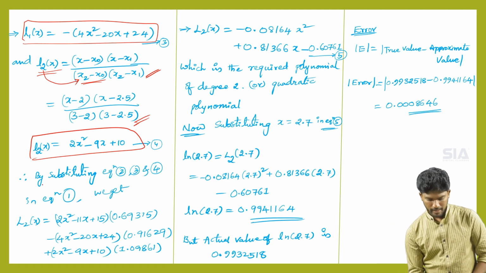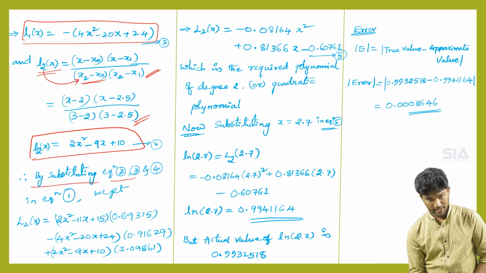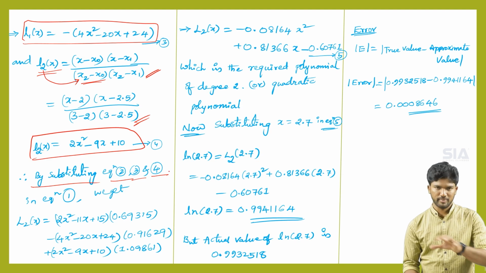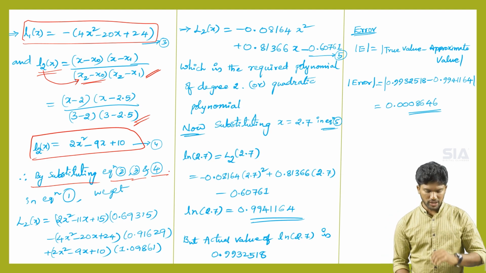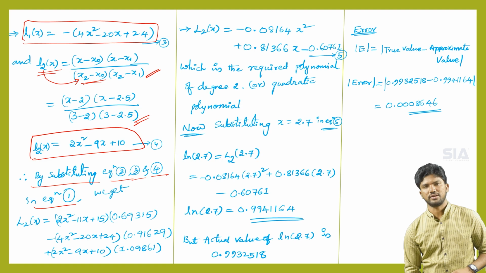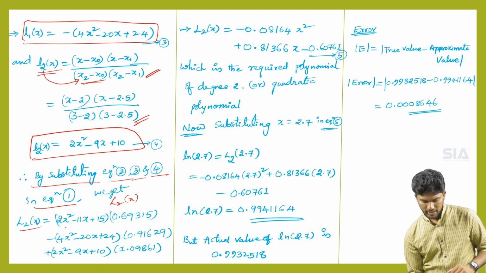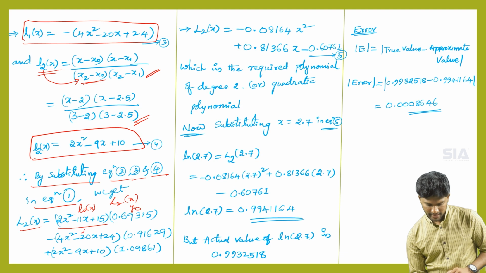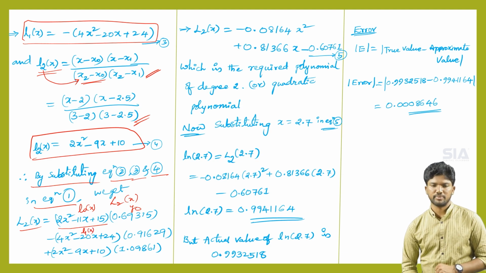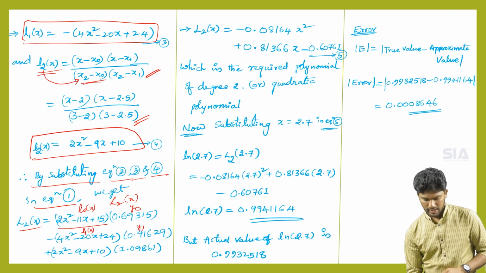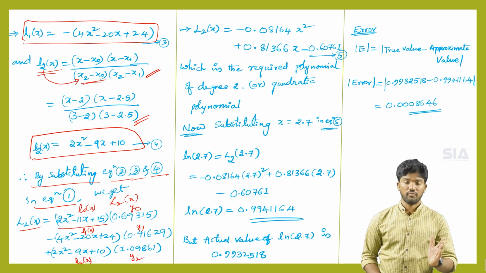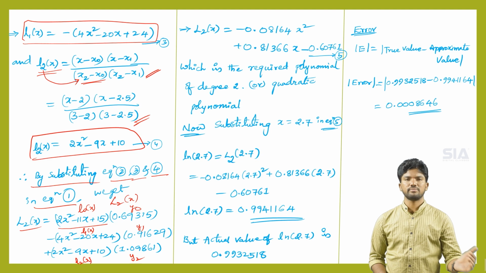So now substituting equation 2, equation 3, equation 4, we got all quadratic equations. So substitute all those quadratic equations in equation number 1, that is in L2 of x. Then L2 of x is equal to, this one is the L0 of x and this one is the y0 value, and this one is the L1 of x, that is the equation number 3, and this one is the y1, and this one is the L2 of x, and this one is the y2 value. y0, y1, y2 we can obtain from the given table.